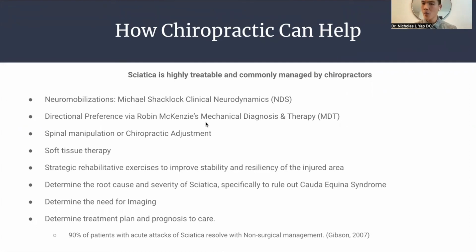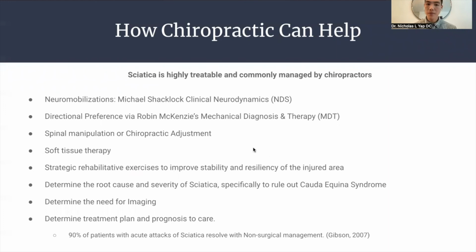I mentioned spinal manipulation or chiropractic adjustments to help relieve pressure and restore mechanics of the joint, and temporarily disrupting some of the pain signals in the body to help reduce pain and inflammation. We also do some soft tissue therapies like ART, pin and stretch, some instrument-assisted tool work or scraping or Graston to help the affected areas to essentially relax so that you're putting less pressure along the entire distribution of the sciatic nerve.